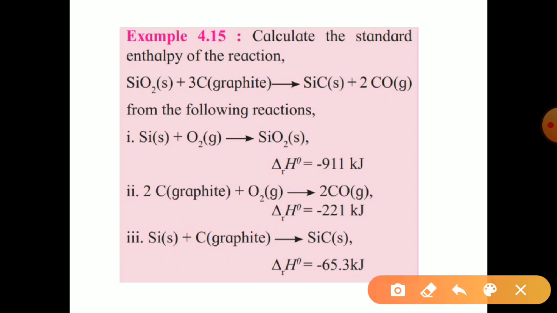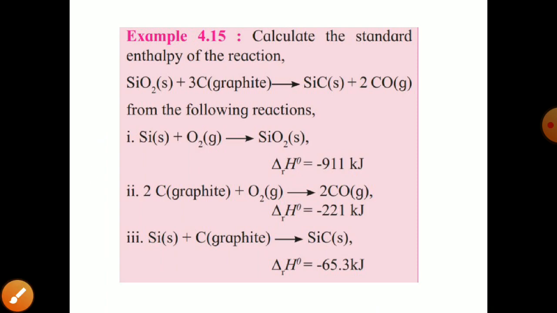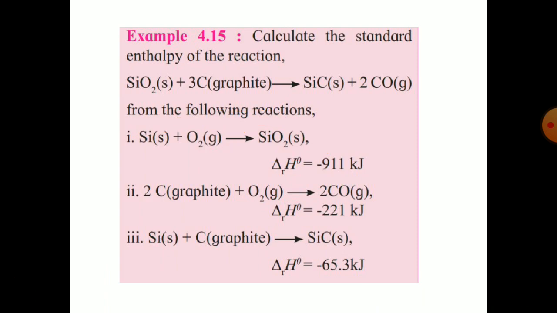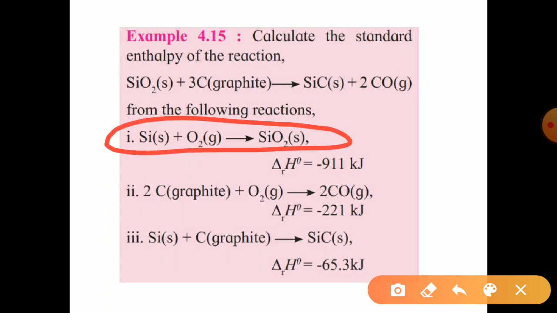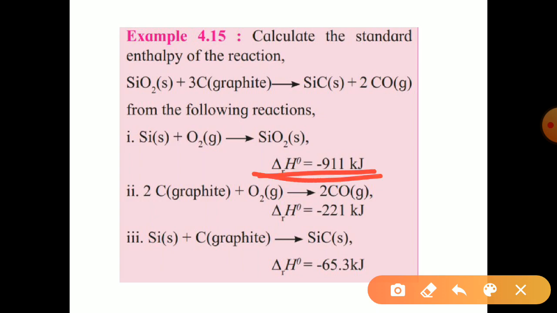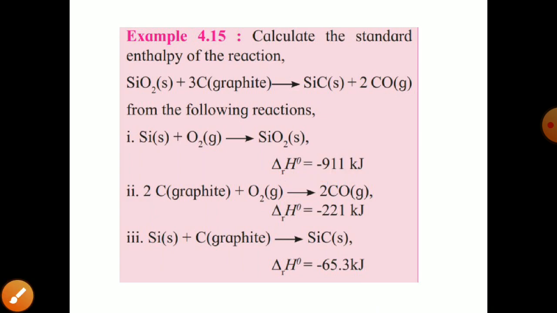So carefully observe the following reactions from which we get SiO2. Here from the first reaction we get SiO2, but SiO2 is on the right hand side. We need it on the left hand side. So I can reverse this reaction, reversing the first reaction. So the sign of this reaction enthalpy changes, and that becomes plus 911 kilojoule. When we reverse the reaction, the sign of the enthalpy changes.